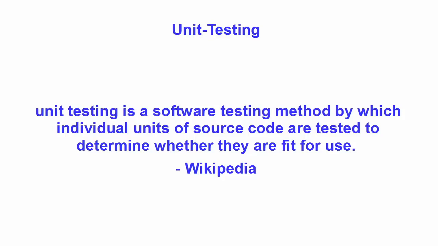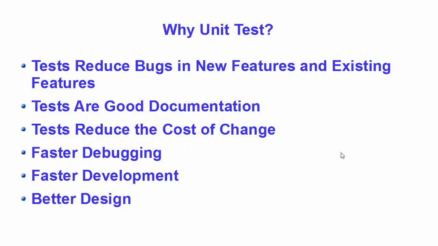According to Wikipedia, unit testing is a software testing method by which individual units of source code are tested to determine whether they are fit to use or not. In unit testing, we perform the lowest level of testing, that is, individual units of software are tested. That means units like functions, subroutines, and classes are tested to verify if they are giving the desired result or not. Now let's discuss why we should unit test our code.